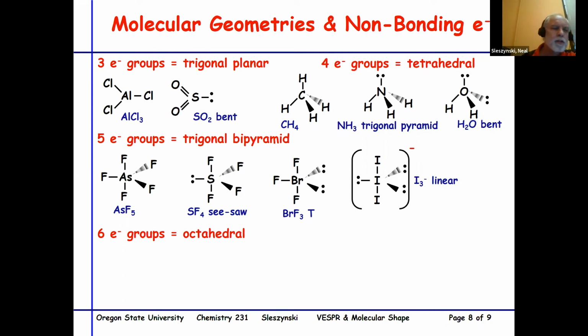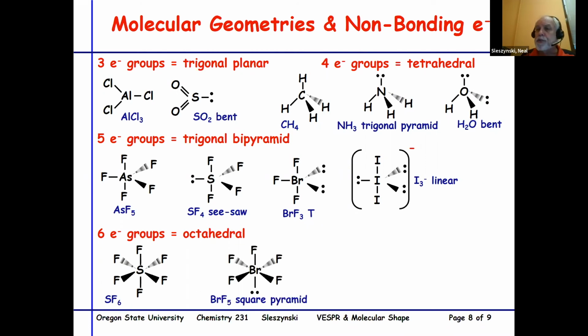Six repelling electron groups, always octahedral, no non-bonding electron pairs. Sulfur hexafluoride would be an example. Now here we've got all of these positions are equal. As we put in our first non-bonding electron pair in bromine pentafluoride, we can see we now have a molecular shape that's a square pyramid.